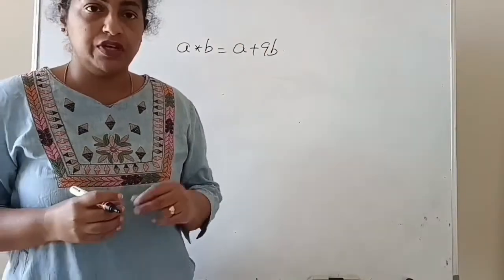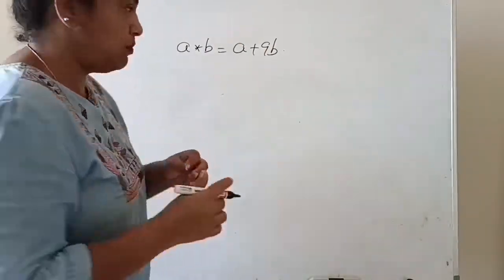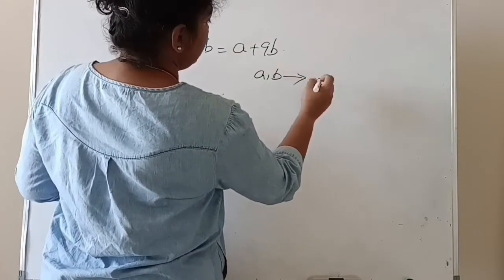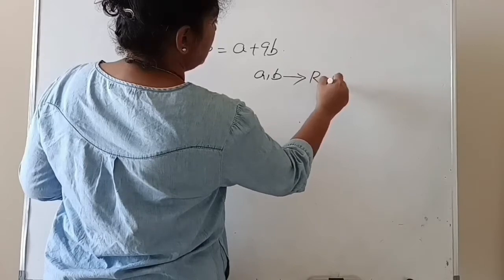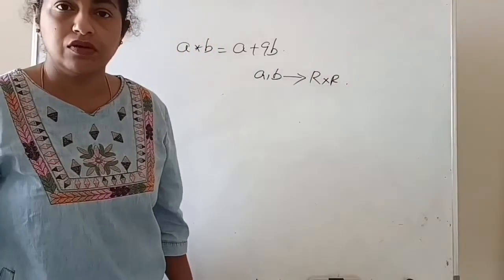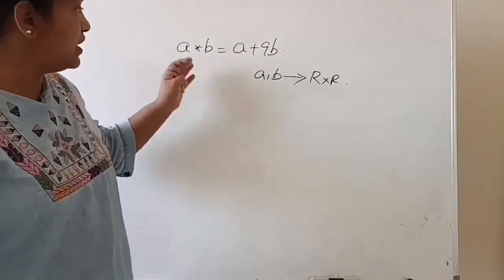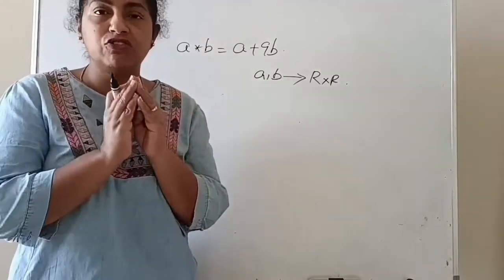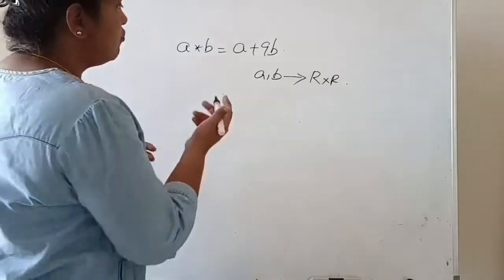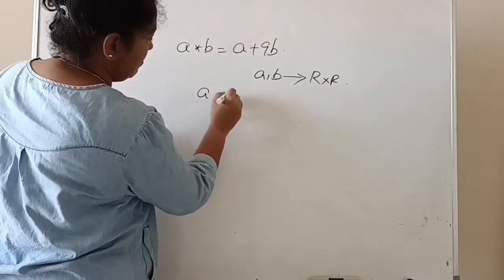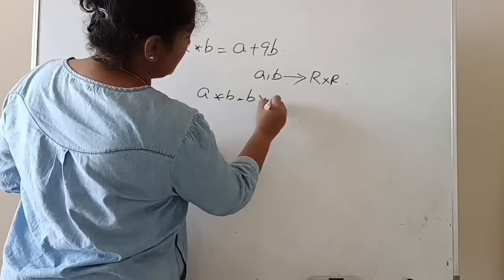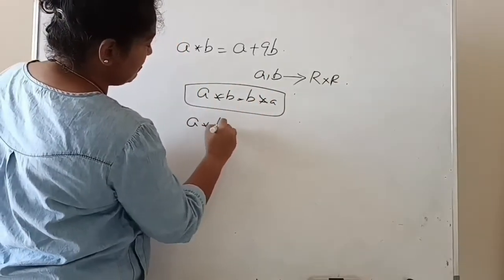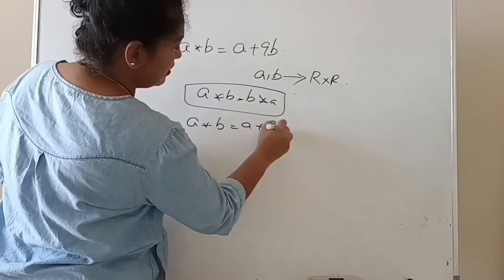I am taking a binary operation here. A binary B is equal to A plus 9B, where A and B belong to real numbers. Now, I have a binary operation here, A binary B defined over real numbers, which is given as A plus 9B. I need to check whether this is commutative or not. What is the condition for commutativity? A binary B should be equal to B binary A. Now, it is given that A binary B is equal to A plus 9B.